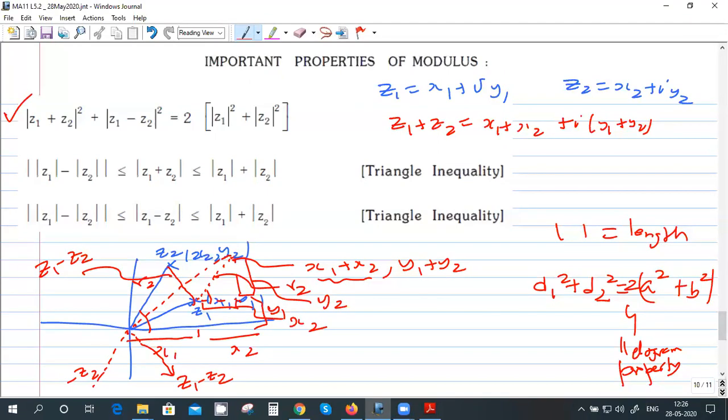Okay. Yeah, this inequality you can understand, right? This part. Because in a triangle, the sum of any two sides is greater than or equal to the third side. So here we have this triangle with the sides mod z1, mod z2. This is mod z1, this is mod z2, right? And this is mod of z1 plus z2. So in the triangle, we have this property, right? The sum of the lengths of any two sides is greater than or equal to the third side.